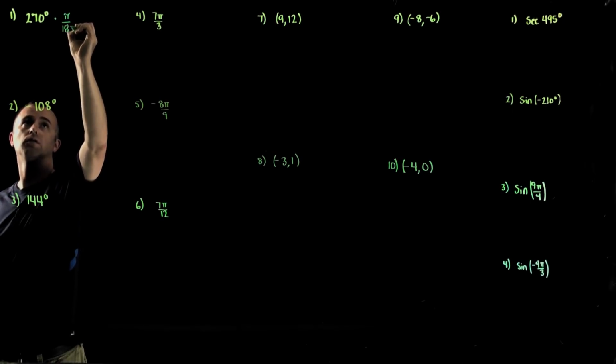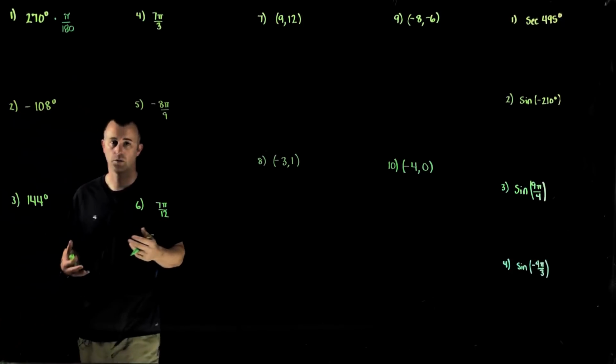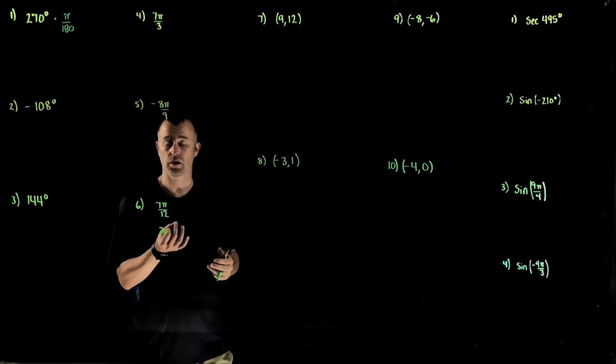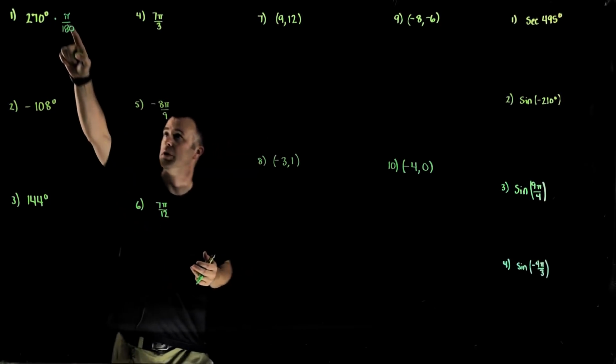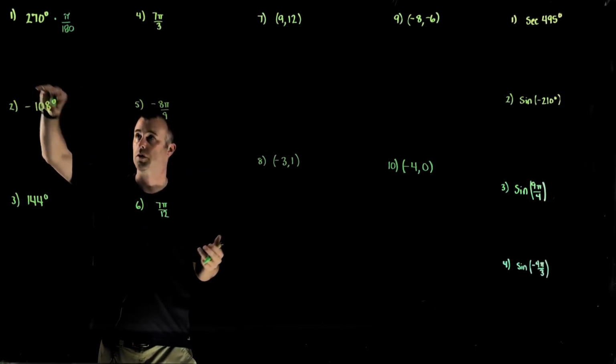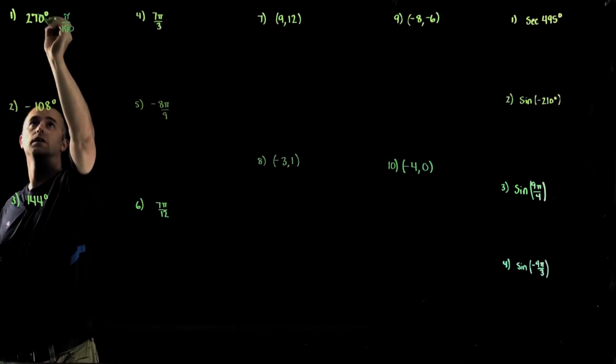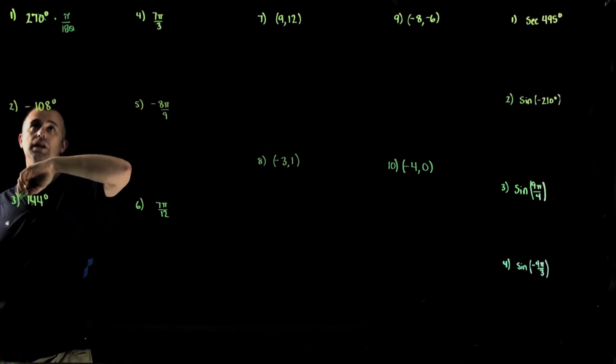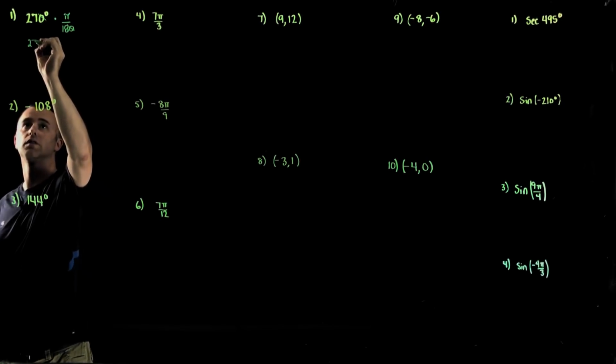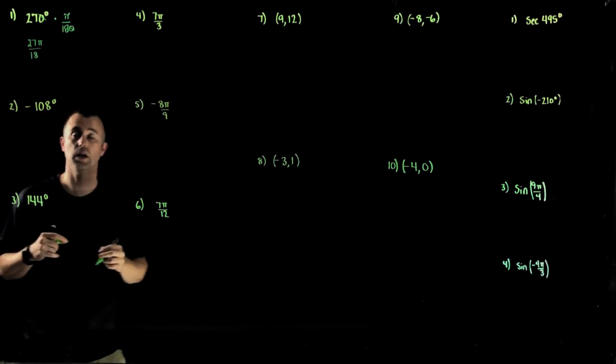And again, the way I usually remember this, when you write it in terms of radians, it usually has that pi in it. So the pi is going to need to be in the numerator for that to occur. So in this case, the pi is in the numerator, so you can start canceling here. I can cancel out a factor of 10. So I have 27 pi over 18. I can continue to cancel.